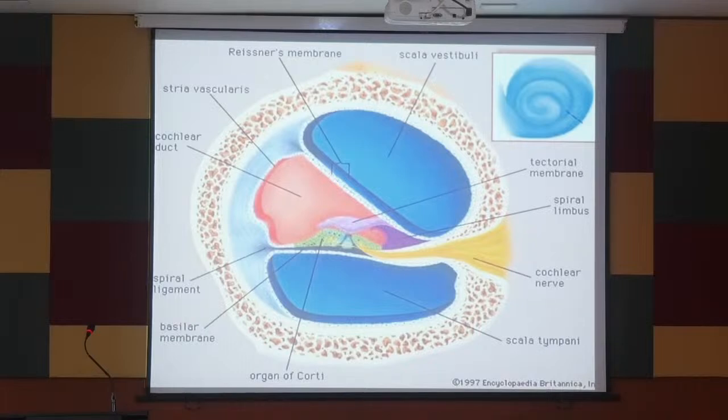So this has what structures? This is the Reisner's membrane that separates the V from M, and this is the basilar membrane that separates the M from T. Okay, fine.